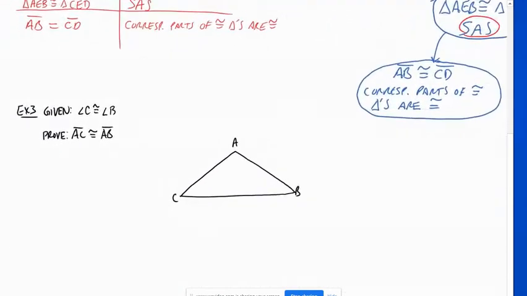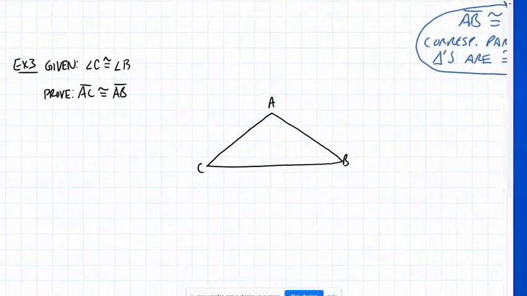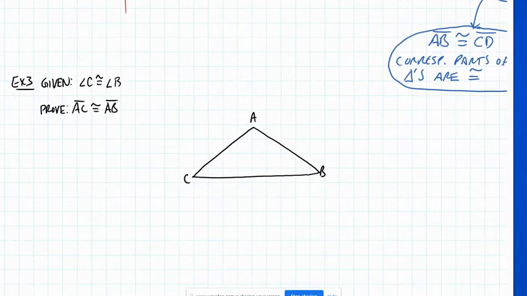Okay, and then example 3. This time we have angle C is congruent to angle B, and that's all that's given. We're trying to prove that side AC and side AB would have to be congruent as well. Remember I said this whole unit is on congruent triangles, but we only have one triangle here.